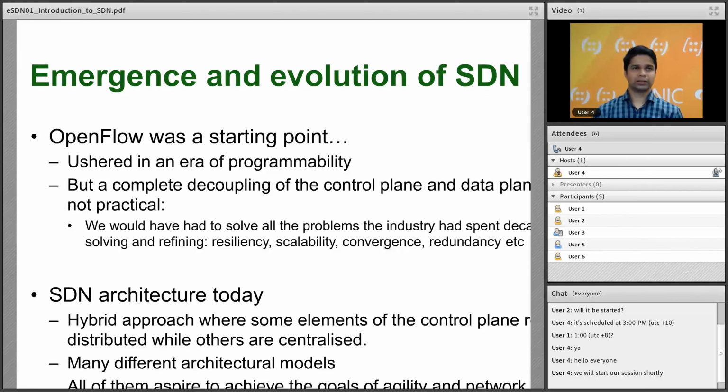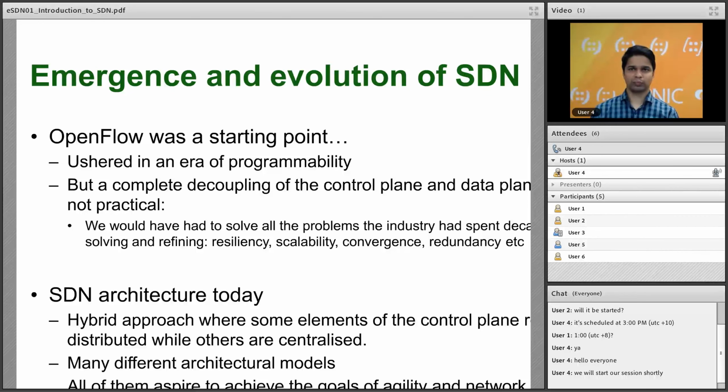So, the emergence and evolution of SDN. OpenFlow was the starting point, right? It enables an era of programmability, as I said, something that was not thought to be possible previously. But a complete decoupling of the control plane and data plane has proved to be impractical, right? So it might not be practical all the time. We have to solve all these problems.